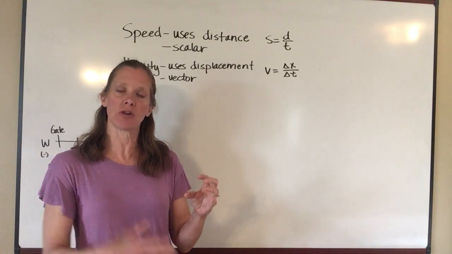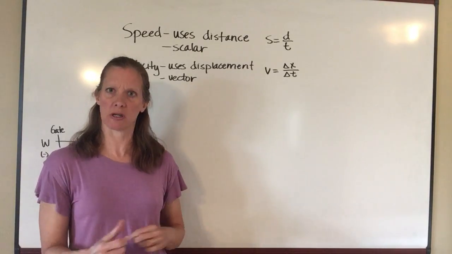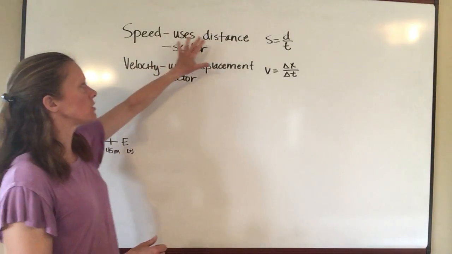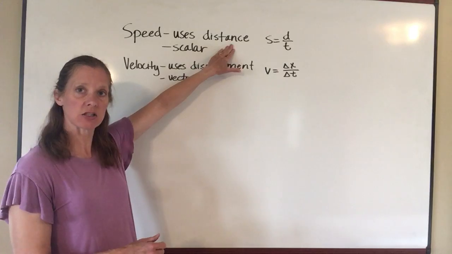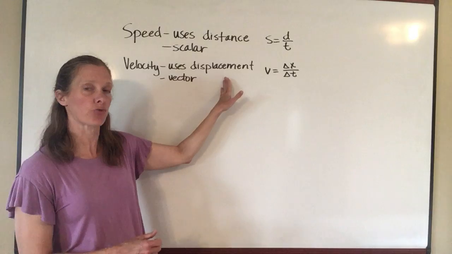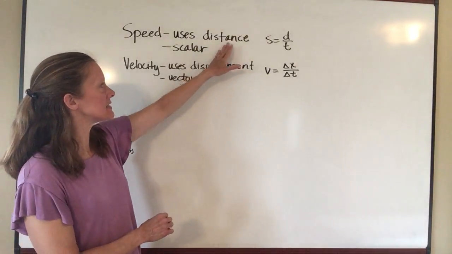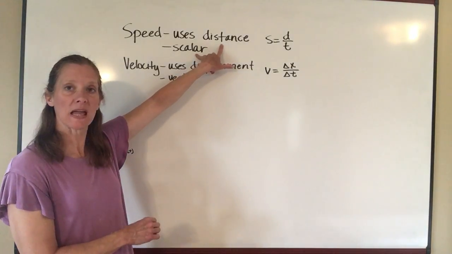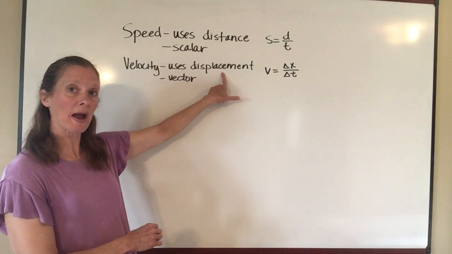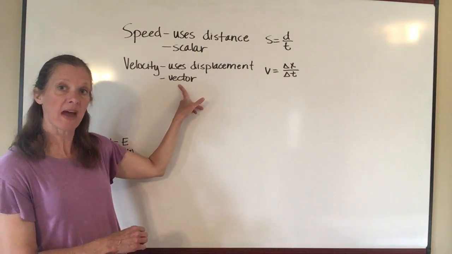So you're going to have a unit of distance divided by a unit of time, which we'll get into more in just a second. But speed is always going to use distance in its formula, whereas velocity is going to use displacement in its formula. And if you remember from what we talked about before, distance is a scalar quantity, and so that means it only has magnitude in it, and displacement has direction in it and is a vector, so that means velocity is also going to be a vector quantity.